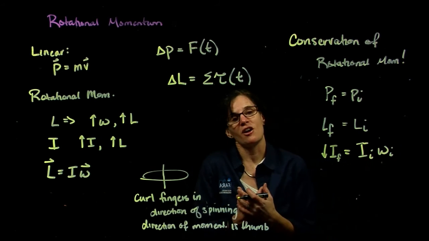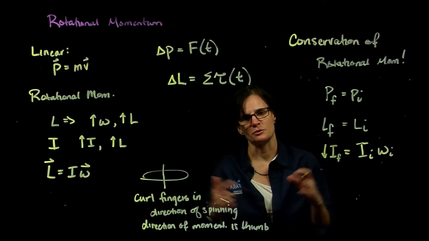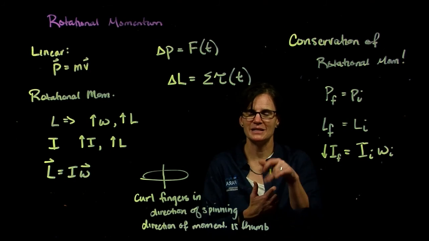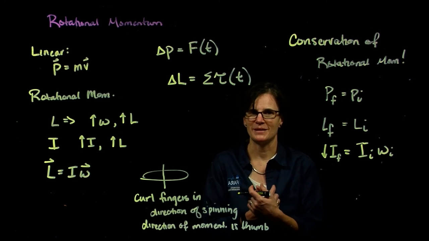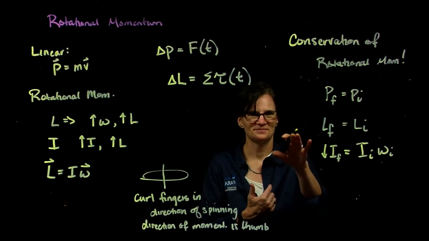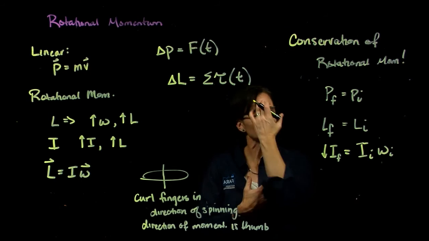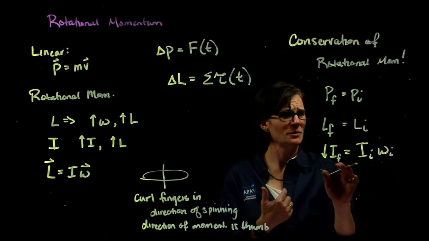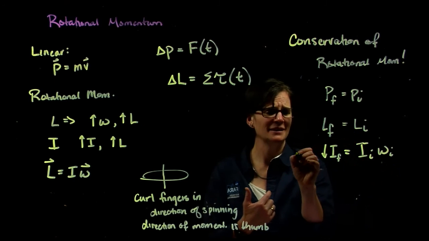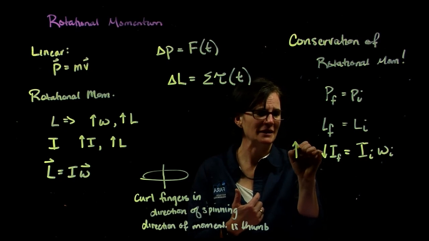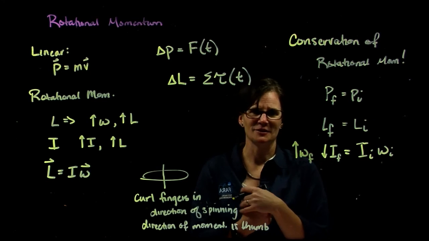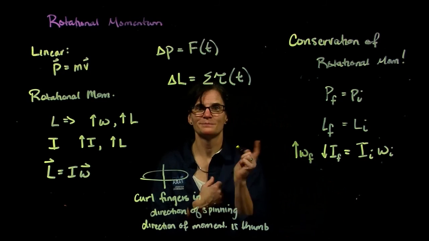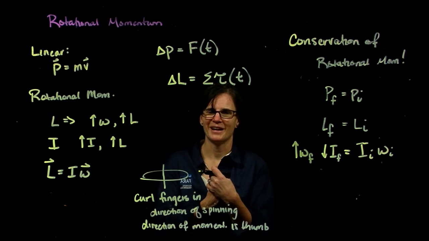They're bringing their arms closer to the axis of rotation, redistributing their mass to be closer to the axis, thereby decreasing the moment of inertia. Well, if the momentum has to be equal, then the only way that can happen is if there's an increase in the angular speed. And what do we see when ice skaters bring their arms in close? They start to spin really fast.